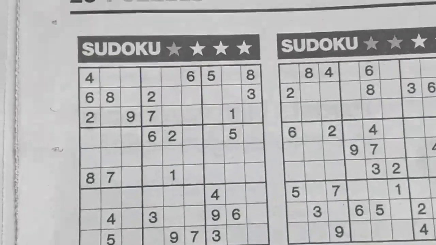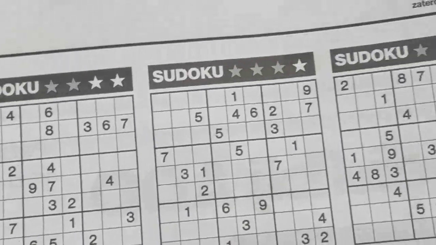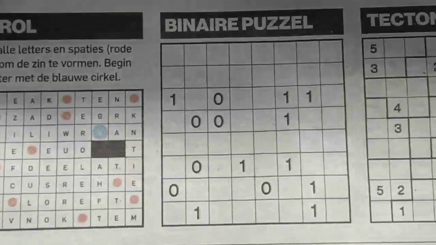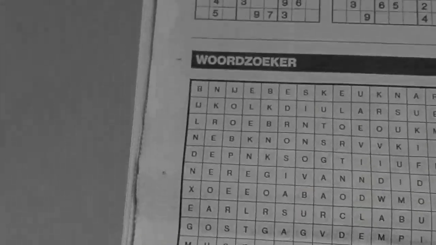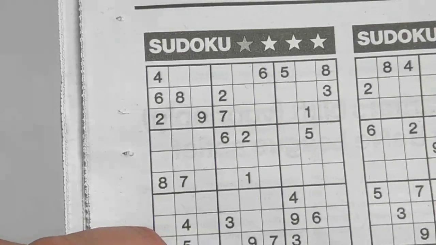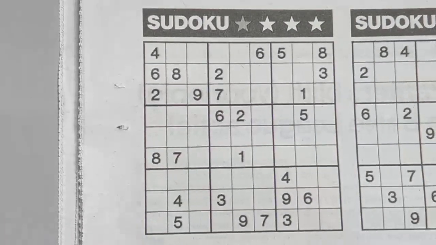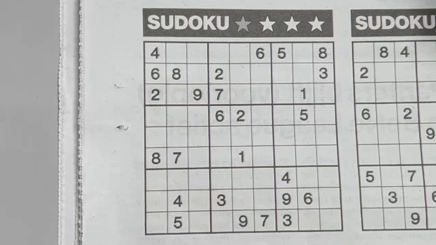In this additional, we have a Sudoku with 1 star, 2 stars, 3 stars, 4 stars, a binary, and a tectonic. So in this additional total of 6 Sudokus, and we will start with the first one, a Sudoku with 1 star. So let's get started.